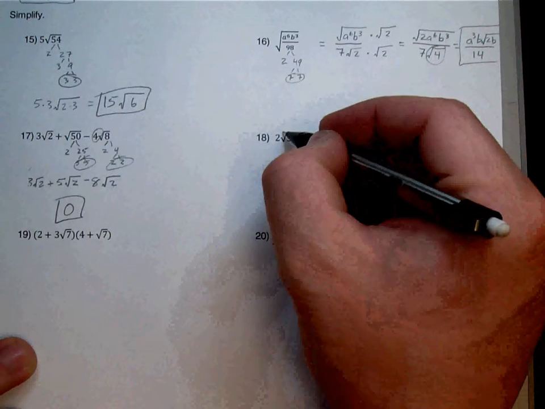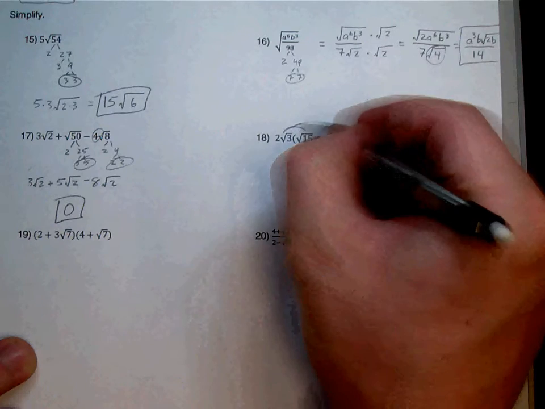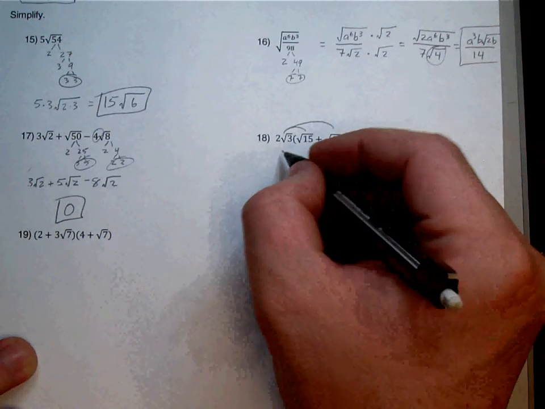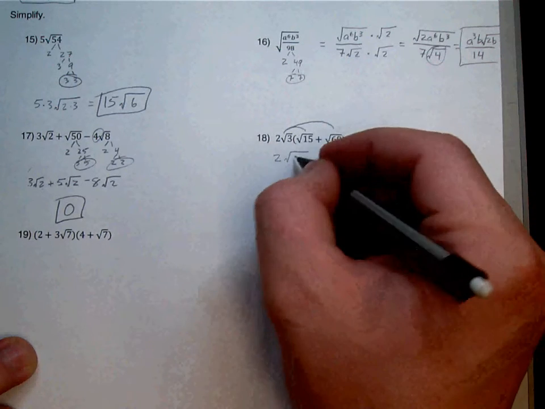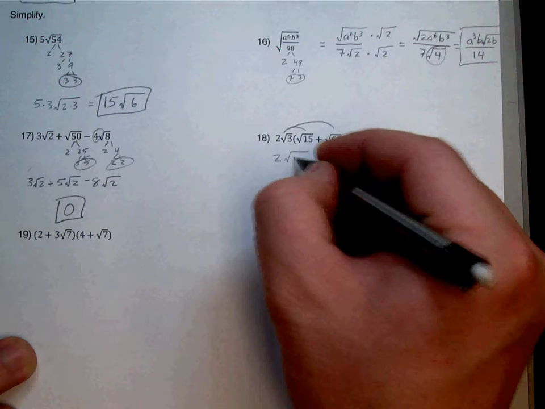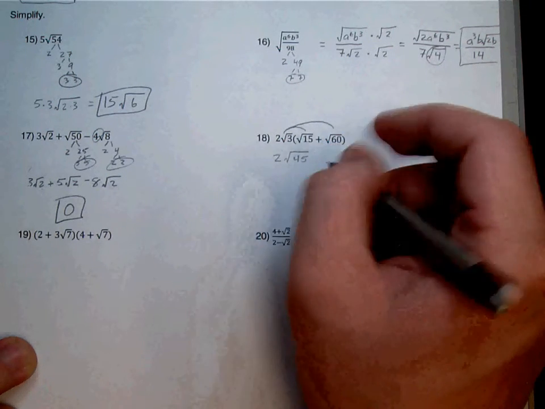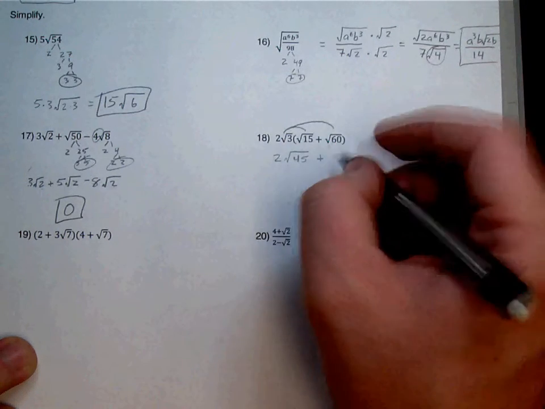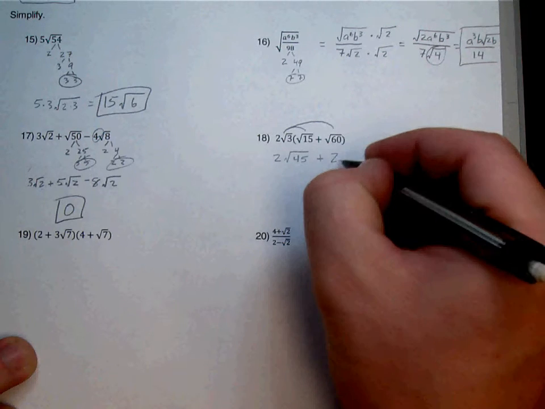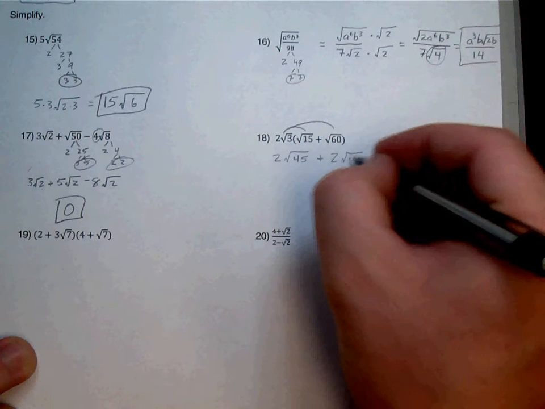Number 18, we've got to distribute. 2 square root of 3 times square root of 15, we get 2, and the square root of 3 times square root of 15 is square root of 45. And then let's finish distributing. 2 square root of 3 times square root of 60. We get a 2, square root of 3 times square root of 60 is square root of 180.